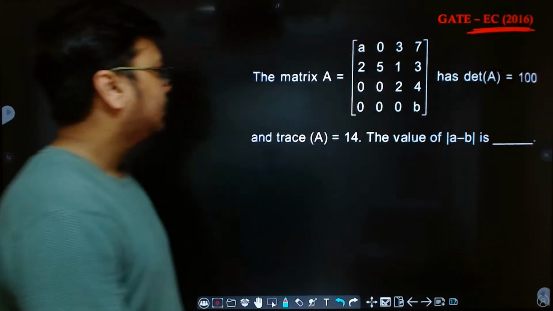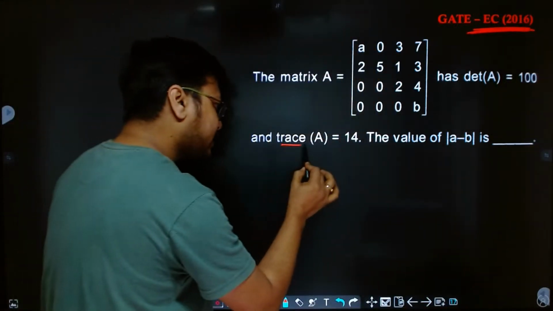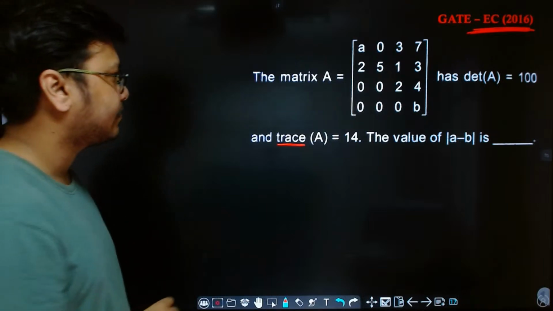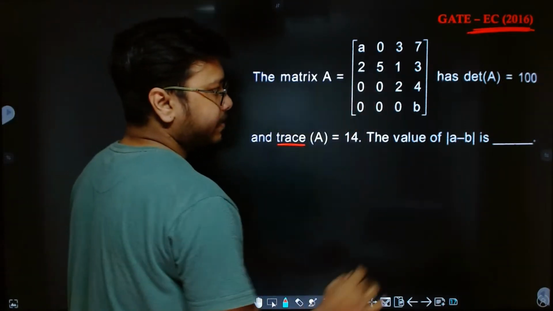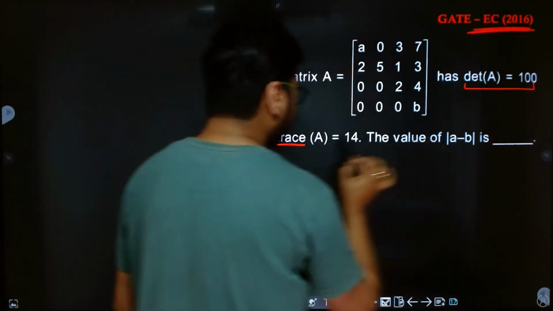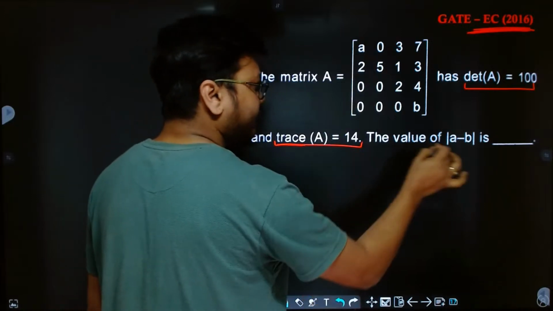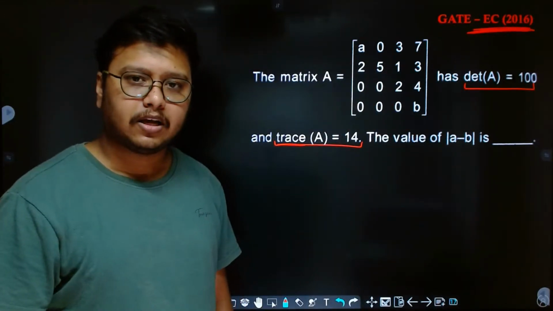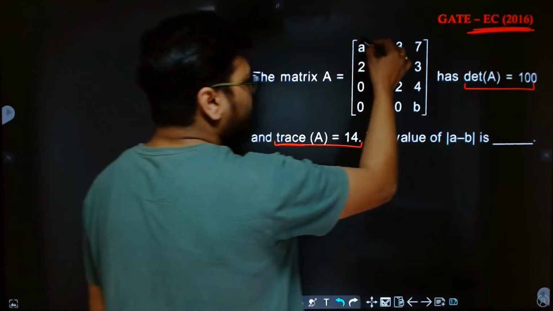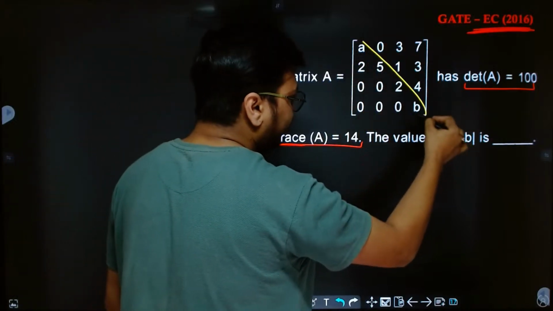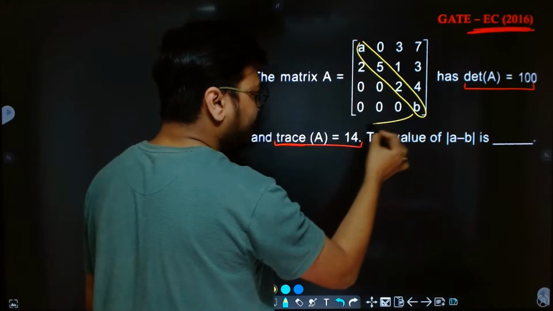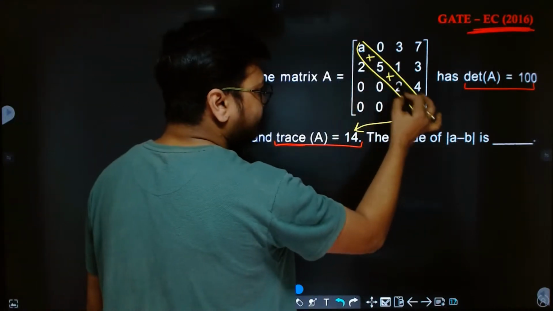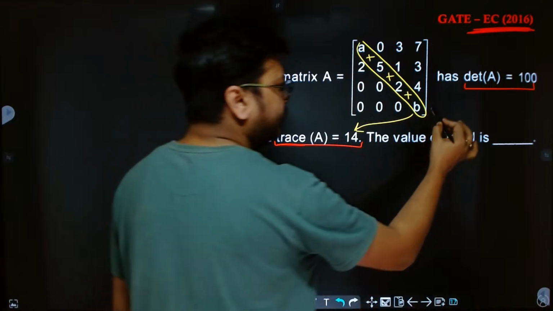EC 2016. See again, questions involving trace. Each and every question I'm showing you is involving trace. A matrix is given, the determinant value is given, the trace value is given. You have to find out the mod value of A minus B. Trace is given, which means you know the addition of these diagonal elements is 14.